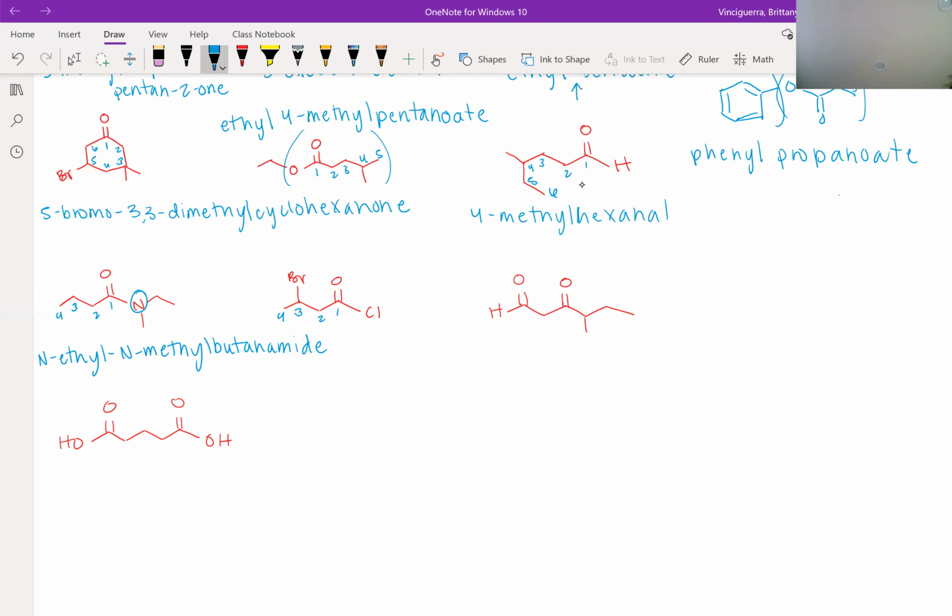So this would be butanoyl chloride, but it also has this guy here. So this is going to be 3-bromo butanoyl. Sorry, there's a lag on my pen for some reason. So I have to let it catch up sometimes. Okay. 3-bromo butanoyl chloride.